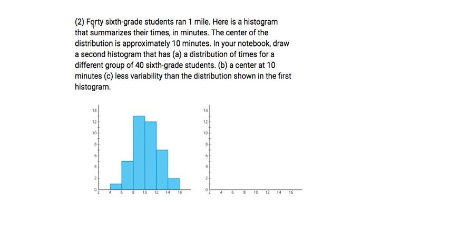So for number two, 46th grade students ran 1 mile. Here is a histogram that summarizes their times in minutes. The center of the distribution is approximately 10 minutes or so.